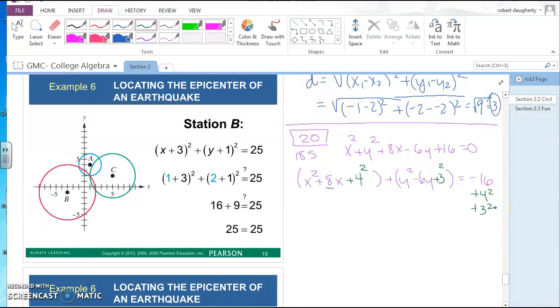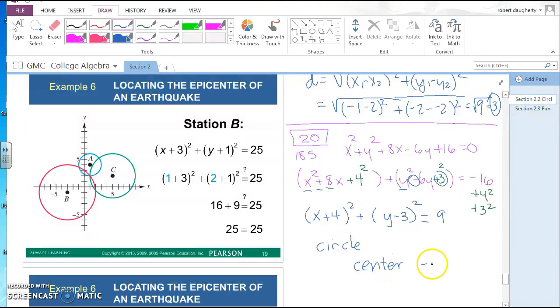So now to factor this, I get x plus 4 squared plus y minus 3 squared equal, this is negative 16 plus 16, that's 0, plus 3 squared, that's 9. So I can look at this and tell you this is a circle with a center of negative 4, 3, and a radius of 3. Okay?